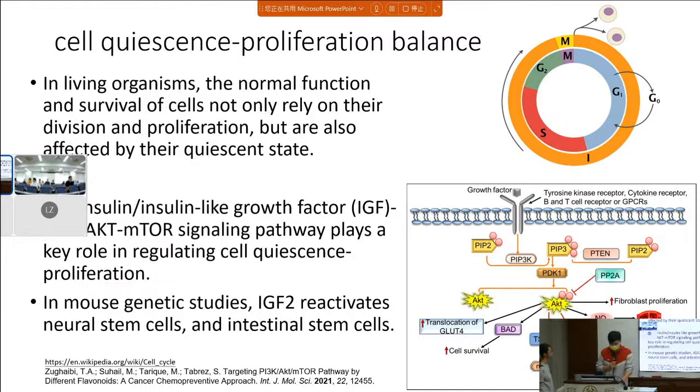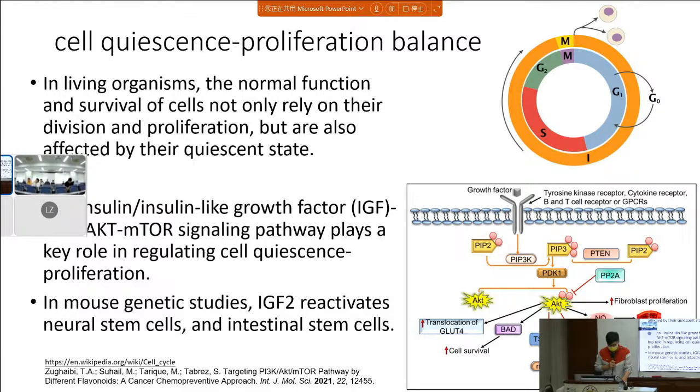development and the proliferation, but are also affected by the quiescent state of the cell. The quiescent state of the cell helps prevent uncontrolled cell proliferation and maintains the cell functions and structure. Therefore, how to control the cell switch between cell division and quiescence is important.